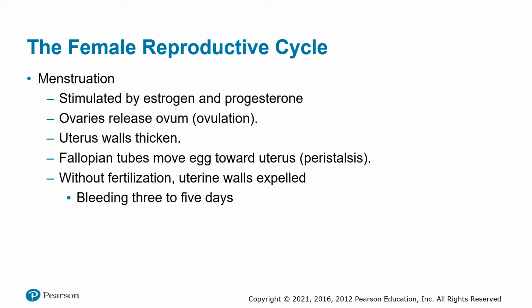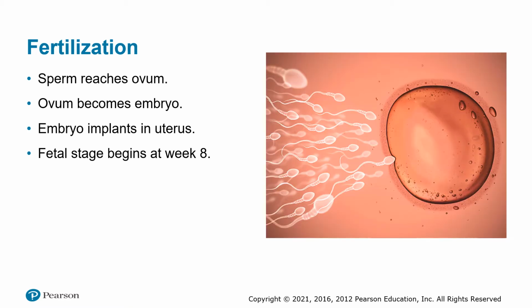The reproductive cycle, so menstruation, is stimulated by estrogen and progesterone. The ovaries release the ovum, and the uterus wall thickens. The fallopian tubes move the egg toward the uterus. Without fertilization, the uterine wall will expel the egg, basically causing bleeding for 3 to 5 days. Fertilization is when the sperm reaches the ovum and it becomes an embryo, and that embryo implants into the uterus, and then the fetal stage begins at week 8.